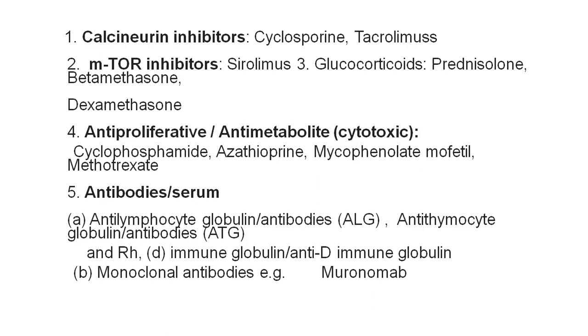Other than that, we have antibodies or serum like anti-lymphocyte globulin or antibodies, that is ALG, anti-thymocyte globulin or antibodies, ATG, and also anti-D immunoglobulin. Other than that, we also have monoclonal antibodies. You might be hearing about monoclonal antibodies. An example for that is muromonab.